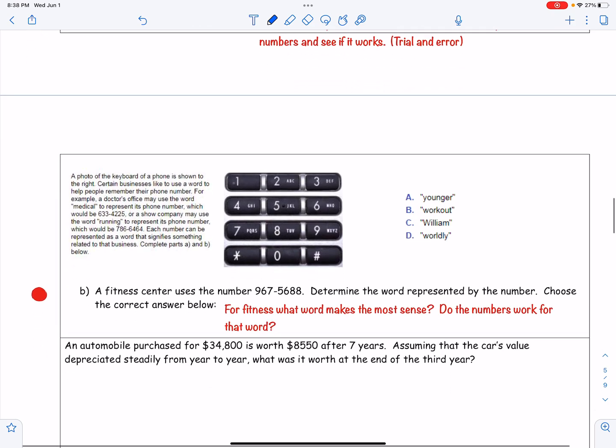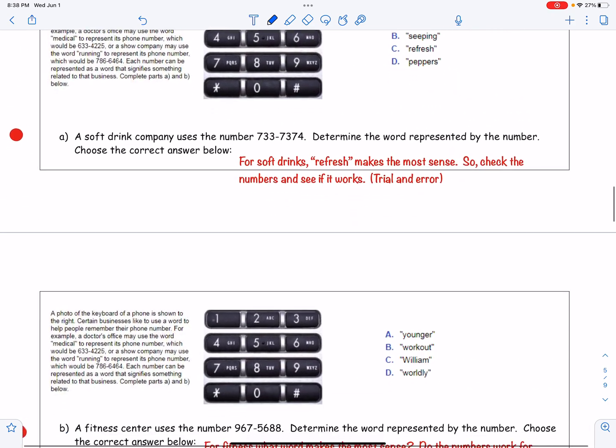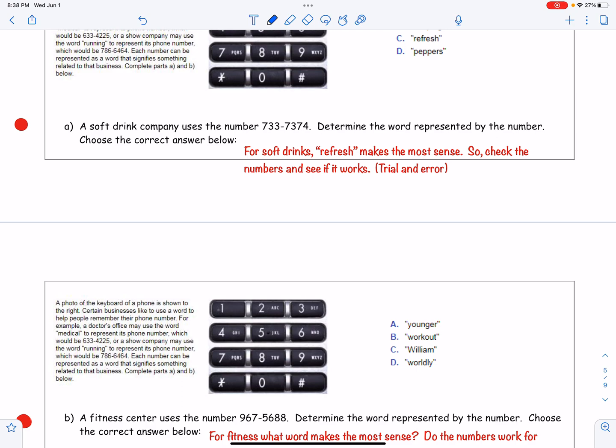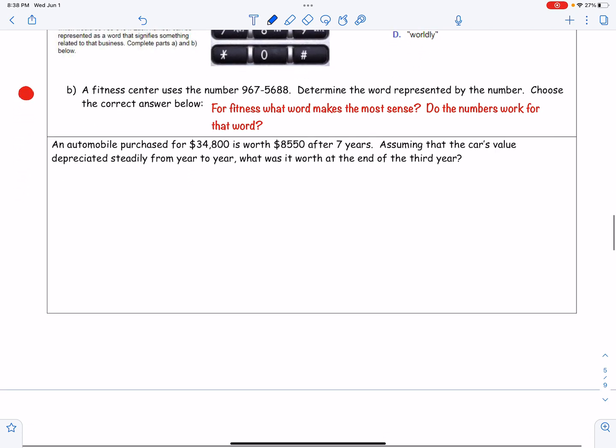All right. These next two were just kind of for fun. So I gave you some tips there. Basically, you're just looking at what makes the most sense, and then you can check it using some basic trial and error. All right, but let's move down to this one. And this is another one of those problems where there's not really a this-is-how-you-do-it. You just got to make sure that you do what you need to do to answer the question.